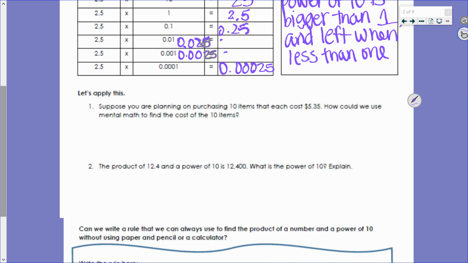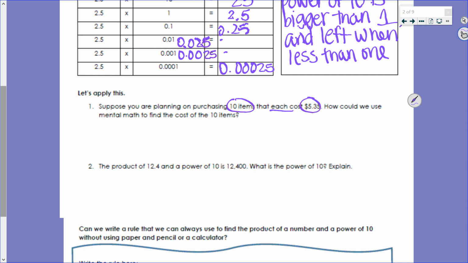So let's say that you're at the commissary and you want to purchase 10 items that each cost $5.35. How could we use mental math to help us find the cost of the 10 items? Multiplication, okay. Now, let's say a package of strawberries, because we live in Okinawa and they're expensive, is $5.35. I want to buy 10 packages of strawberries. How much money can I expect that I'm going to spend?